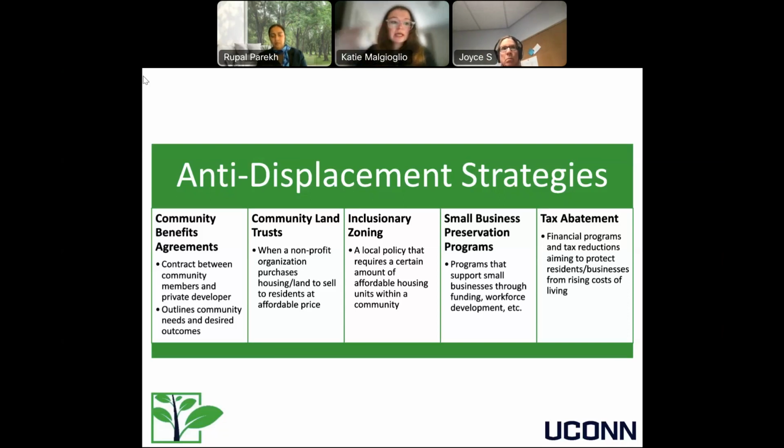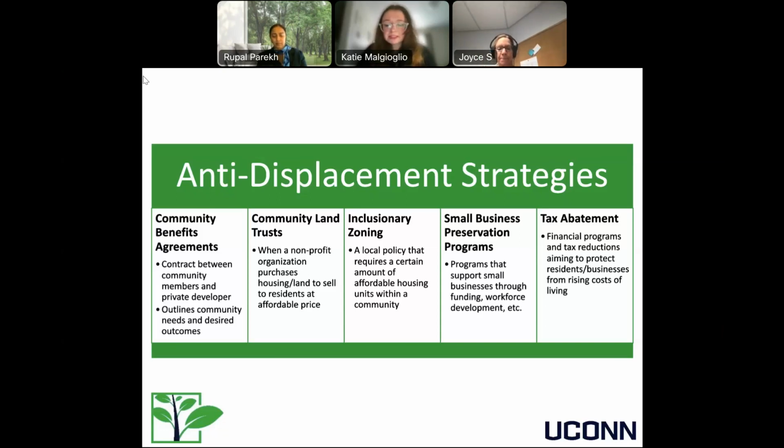Inclusionary zoning. This is a local policy that requires a certain amount of affordable housing units to be present within a community. Usually a certain number of units within a housing development will be set aside for people and families under the average income. And this is something that needs to be implemented by your local government, specifically a land use or zoning board or your local housing department.